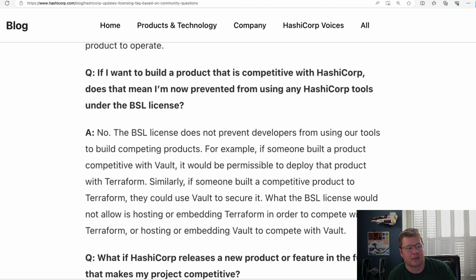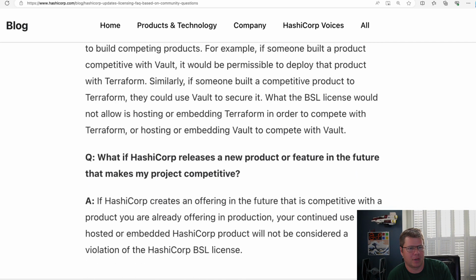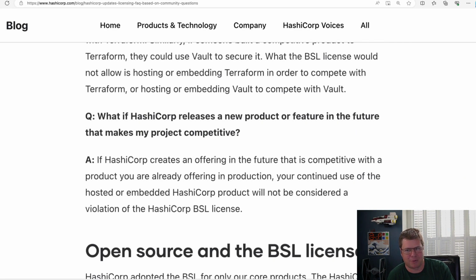Oh, okay. So this is not what I was thinking. This was the cross-competitive offering. Similarly, if someone built a competitive product to Terraform, they could use Vault for security. Okay, we've already talked about this. It would not allow hosting or embedding Terraform in order to compete with Terraform, or hosting or embedding Vault to compete with Vault. I think what they mean is Terraform Enterprise, Terraform Cloud, Vault Enterprise. Vault as a service, I don't even know if HashiCorp does that. I mainly use Terraform.